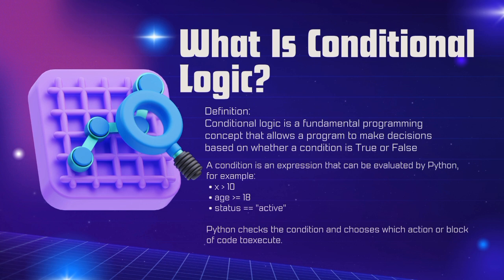What is conditional logic? Conditional logic is basically the decision-making system inside a program. It works by checking whether a condition is true or false. A condition can be anything that compares values, like checking if a number is greater than another, or if a status matches a given text. Based on the result, Python decides which block of code should run. This is what allows programs to respond differently depending on the situation, just like how humans make choices in daily life.